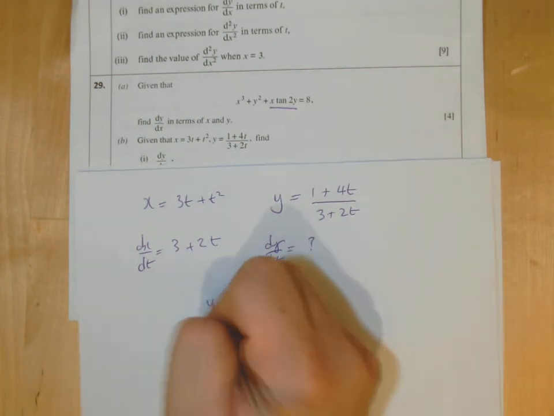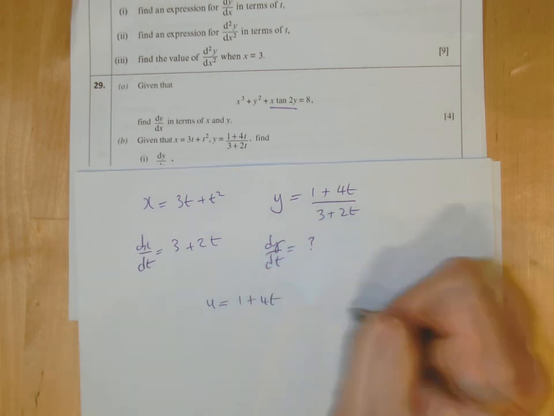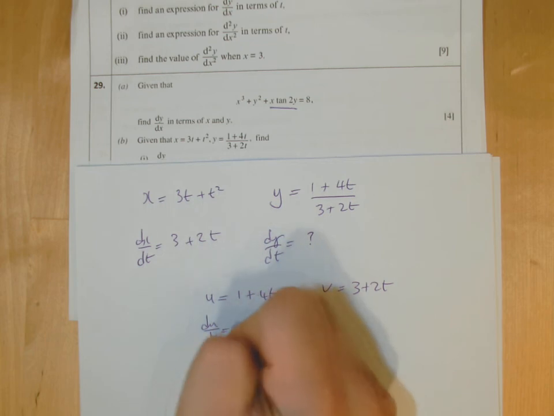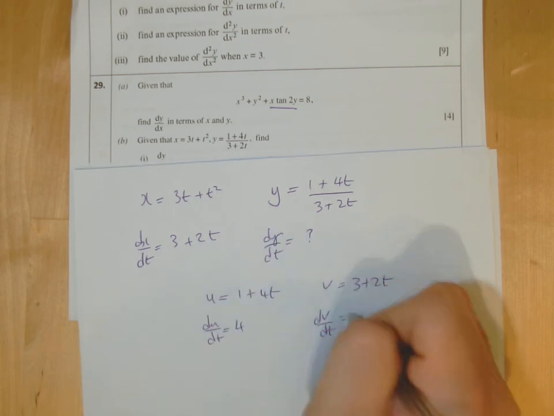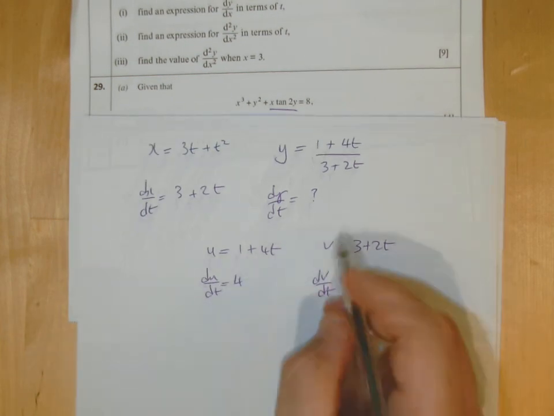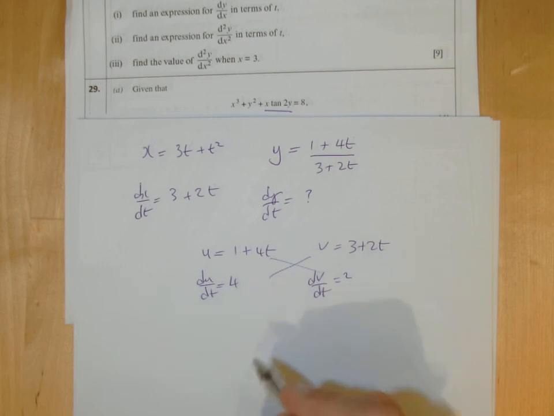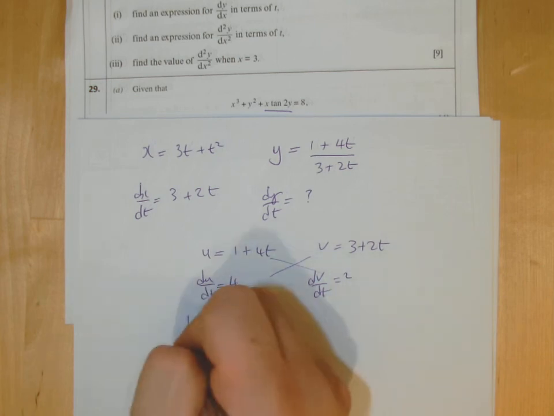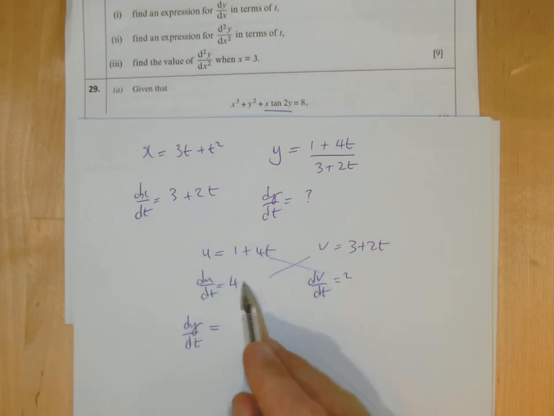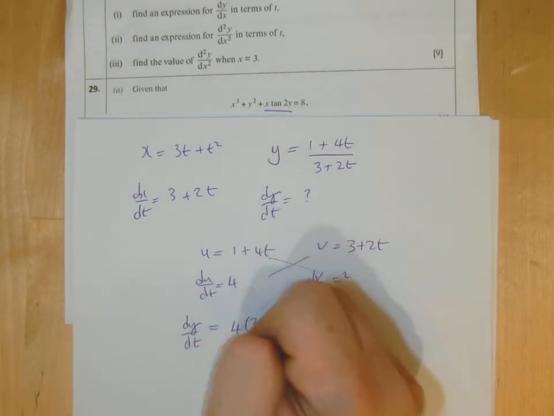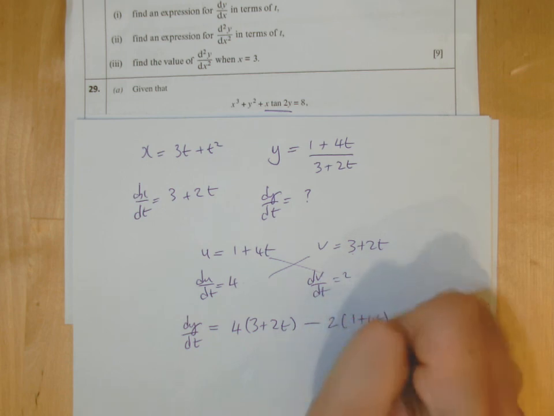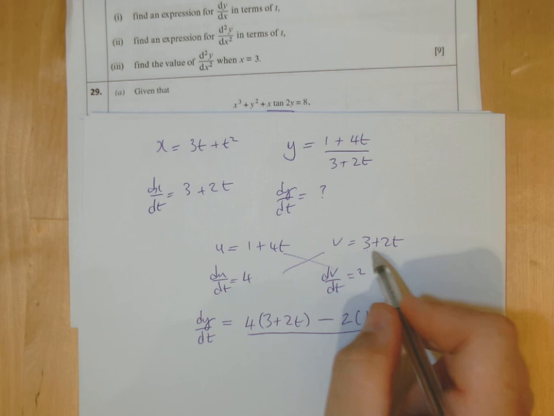So the quotient rule: u will equal the top term, v will equal the bottom term, du/dt will equal 4, dv/dt will equal 2. Okay, so then with the quotient rule, you've got to crisscross these. So to get dy/dt, it'll be v du/dt, take away u dv/dt, all over v squared, which is this here, squared, right?